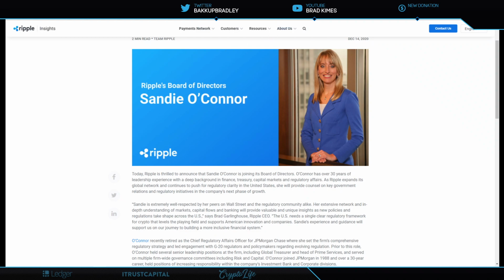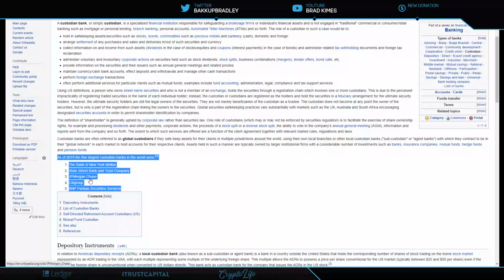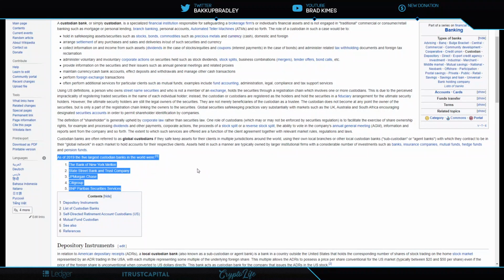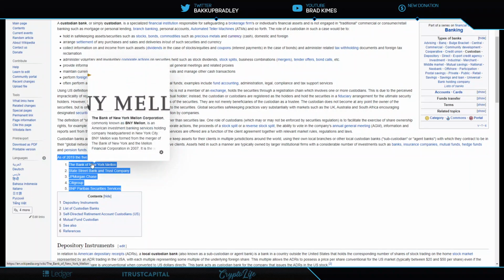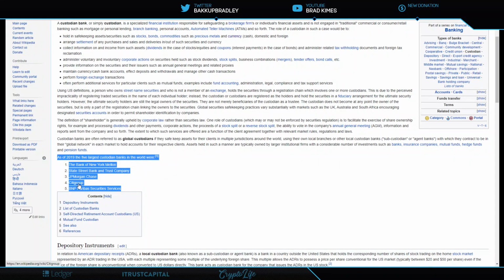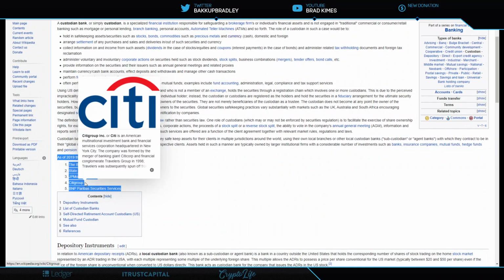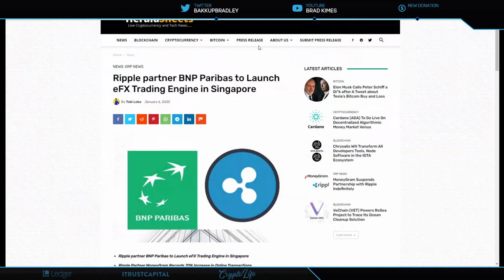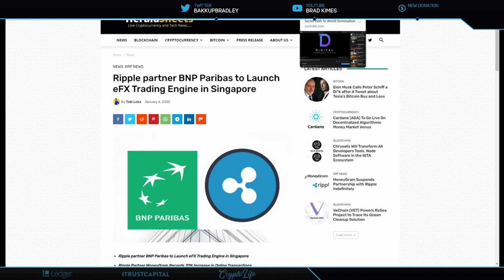So then we come back to the list here and see that we know JP Morgan's got people now with Sandy O'Connor at Ripple. We know BNY Mellon has been working deeply with Ripple. We know Citigroup has been working with Ripple. And BNP Paribas has also been a longtime partner, partnering with Ripple to launch an FX trading engine in Singapore. You know, all of this is making a lot of sense.